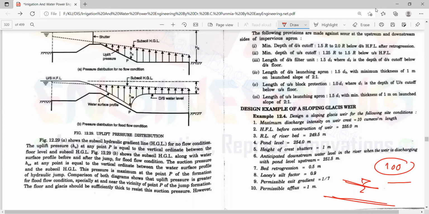From this data, we need to decide the upstream side maximum flood level and the downstream side maximum flood level. From this we need to fix the hydraulic parameters, the hydraulic data.